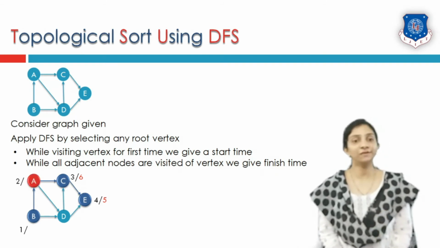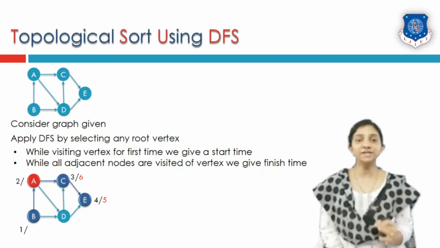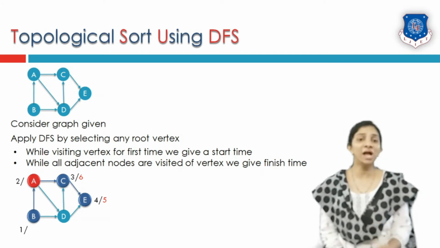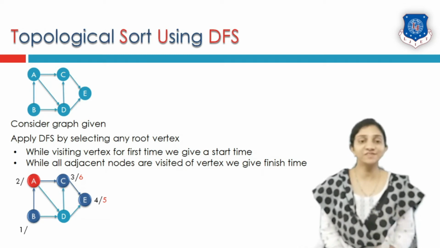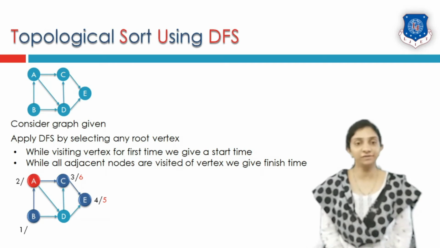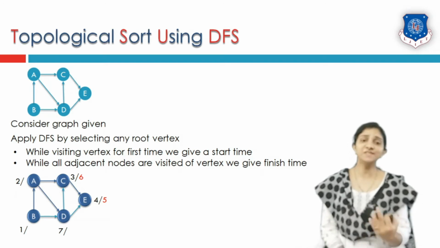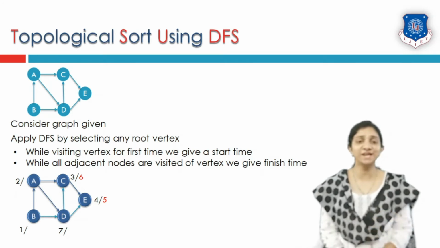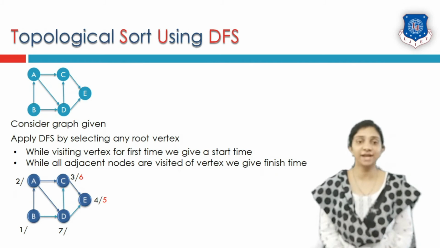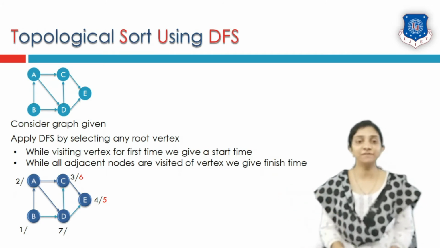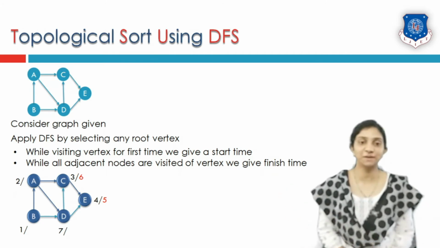That is vertex A. Have all the adjacents of vertex A been visited? No, only one adjacent of A is visited, that is C. So which vertex is still left from A which we can visit? We can obviously visit vertex D. Since D is visited for the very first time, we must give it a start time. The last number that we have used is 6. So for vertex D we will have start time 7.